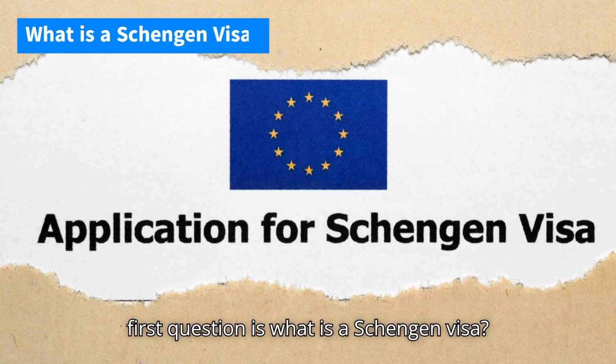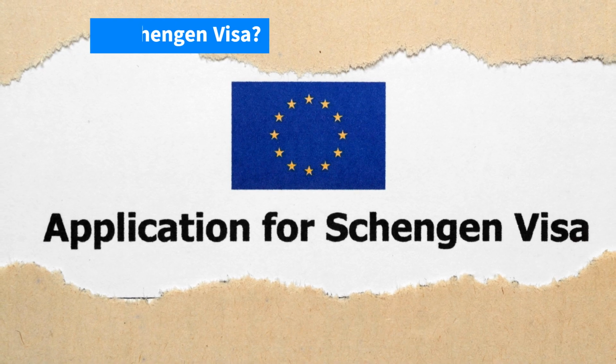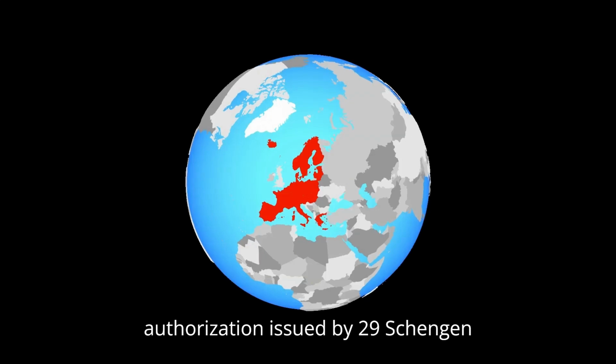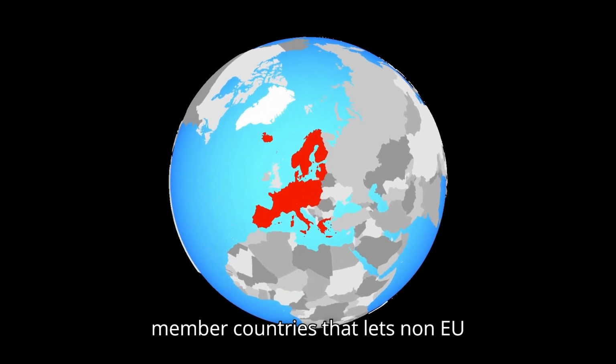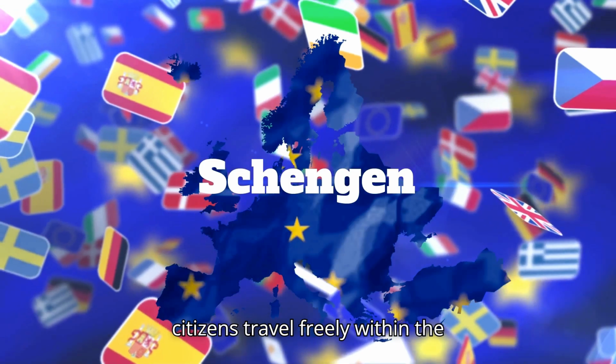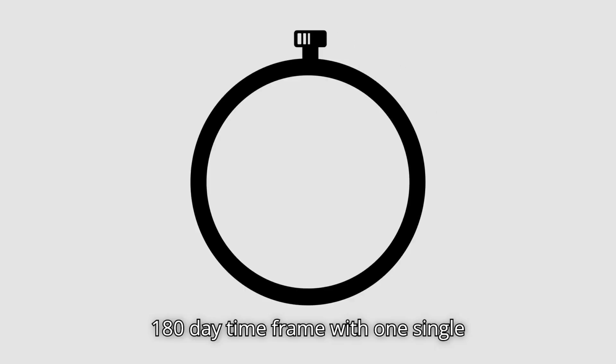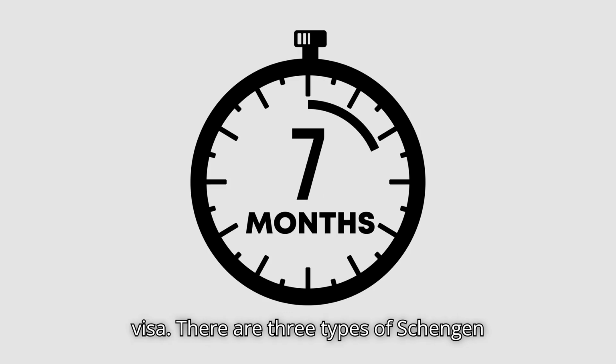The first question is, what is a Schengen visa? The Schengen visa is a short-term travel authorization issued by 29 Schengen member countries that lets non-EU citizens travel freely within the Schengen zone for up to 90 days within a 180-day timeframe with one single visa.